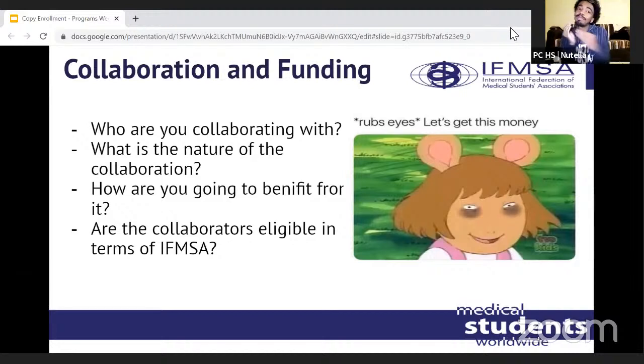And the last and most important part for us when it comes to this collaboration and funding point is that we need to know whether these collaborators, sponsors, or any person who is giving you any kind of resource are eligible in terms of IFMSA. We have an ethical fundraising framework, which you can look over to see the type of stakeholders and collaborators which are eligible in terms of IFMSA.